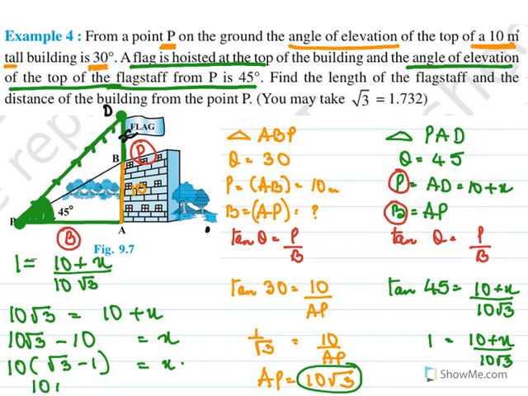You put the values, you get 10 into 0.732 equals x. So x equals 7.32 meters. That's the height of the flagstaff. So in this sum, first you took up this triangle, and from this triangle, the perpendicular was given to you, this side was given. Then you found out AP. Then you took up this entire triangle and found out this x.